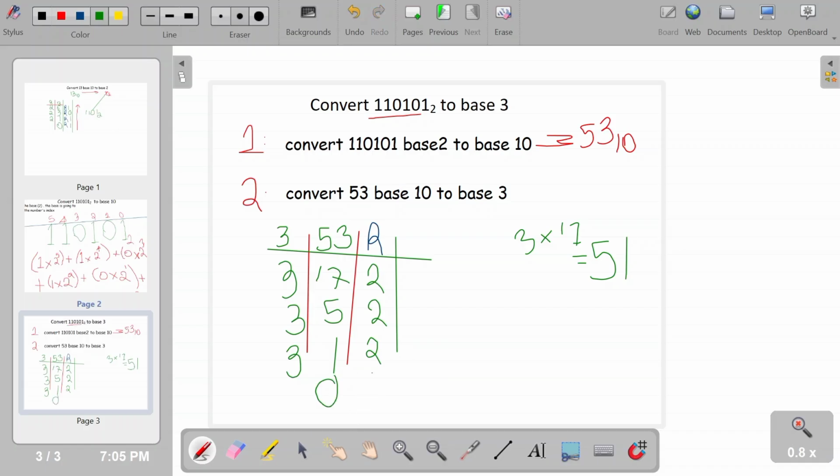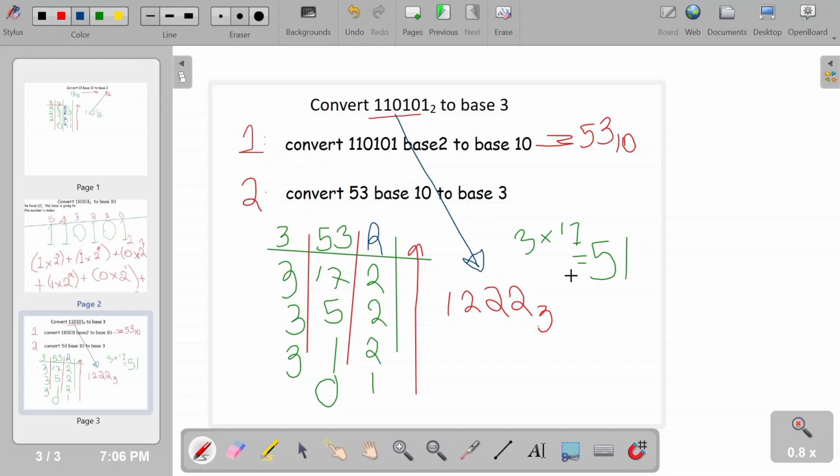Now we read from top to bottom. We're going to have 1, 2, 2, 2, base 3. So that is to say that 110101 base 2 is equivalent to this in base 3. I hope this was clear.